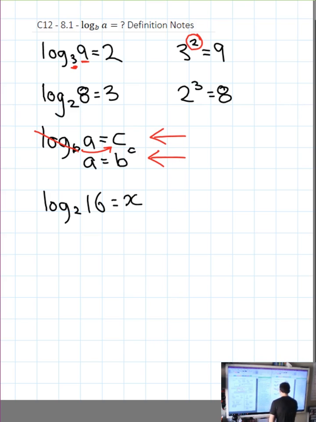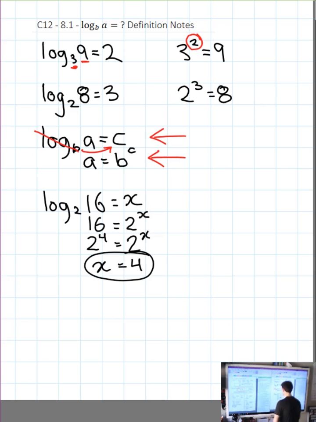Arbitrarily set the log equal to a variable like x. Now change to exponential form. The thing you're logging equals the base to the other side. And we know 16 is 2 to the 4, change of base, last chapter. And we know the bases are the same, therefore we can make the exponents equal to each other.